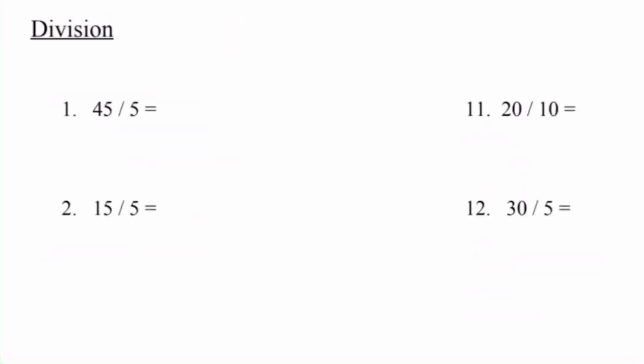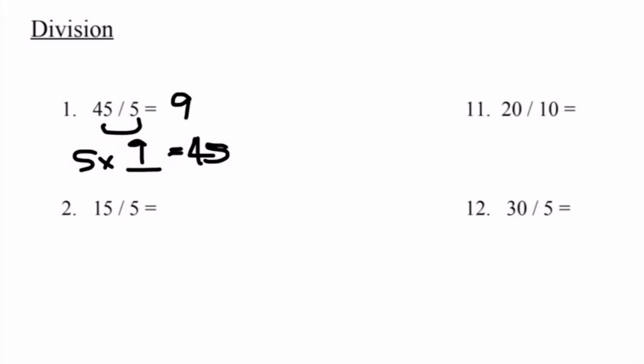Our next topic is division, and it's asking us to divide the numbers below. We have number 1, 45 divided by 5. 45 divided by 5 can also be looked at as 5 times what number equals 45. Well, we know that 5 times 9 equals 45. Therefore, 45 divided by 5 should also equal 9.